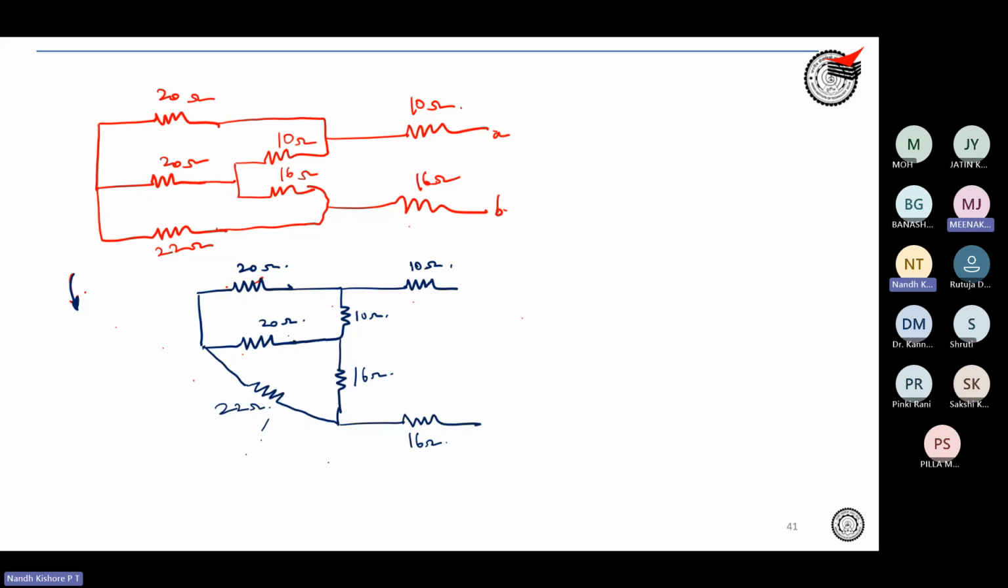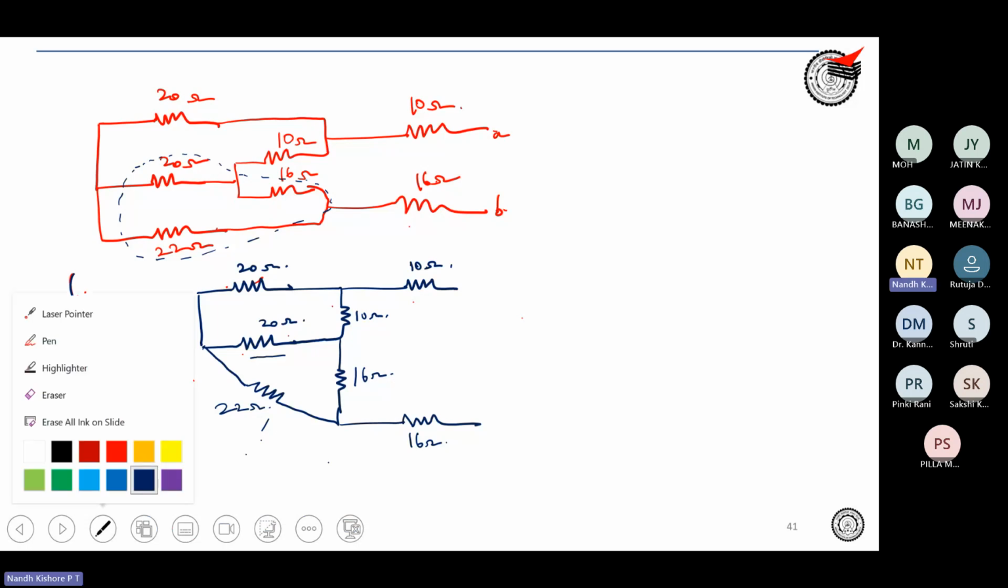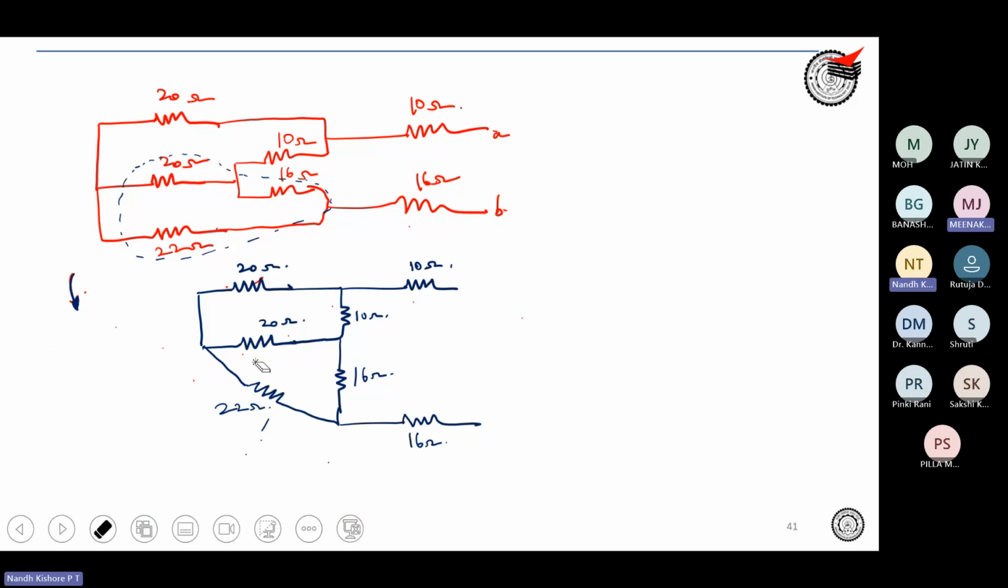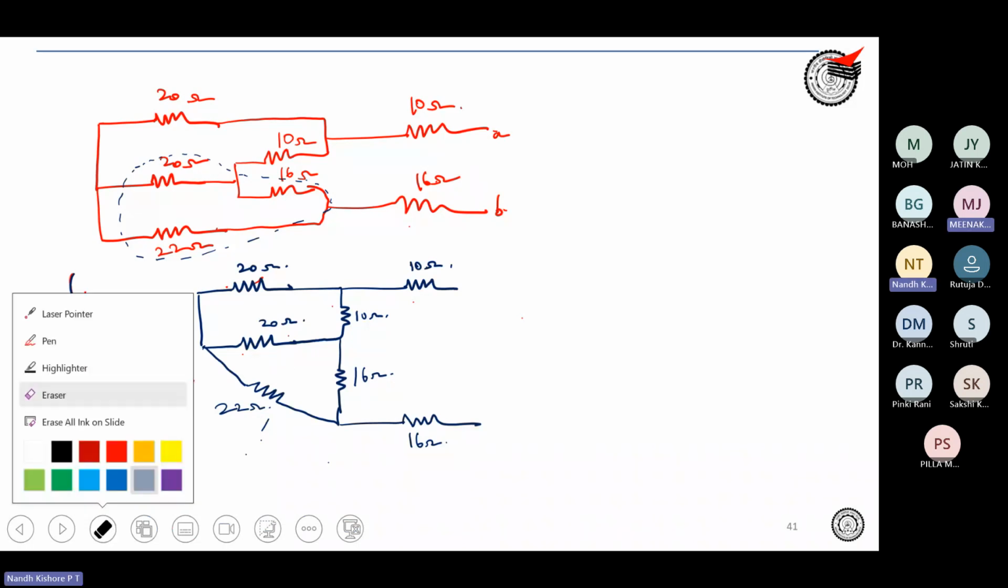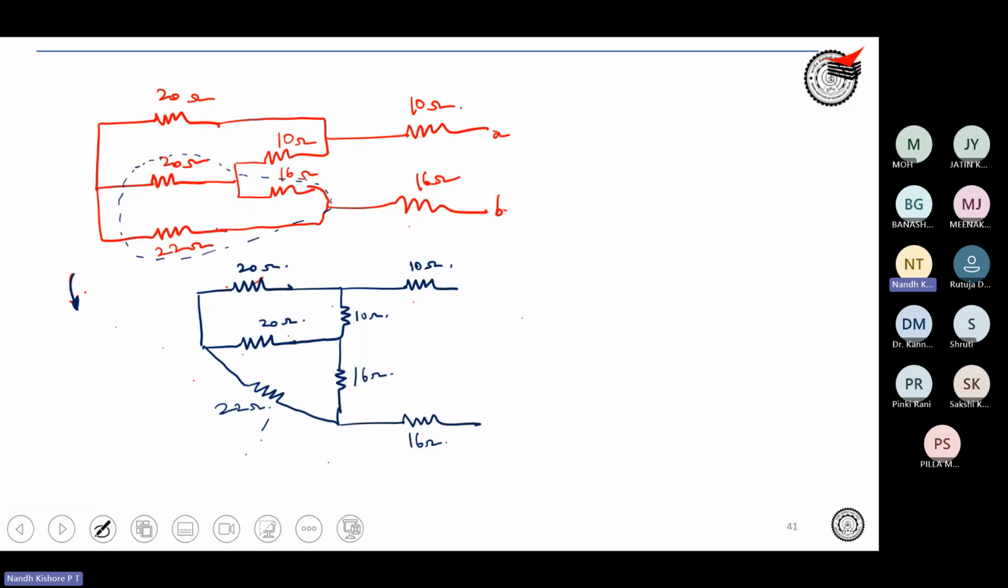See, you realize that this 20 ohm, 16 ohm, and 22 ohm is in a delta connection. Or you can also do the same for the above 20, 22, and 10. It's also in delta connection. You can do either way. Are you understanding this? So this is basically a delta connection. If you solve more problems, you can easily find out what are delta and star connections.